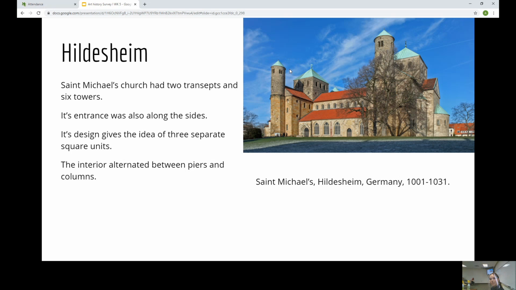And of course, I didn't mention this. I think I mentioned it a long time ago, but they add transepts crossing the nave because it holds the relics, but it also looks like a cross. They too incorporated alternating piers and columns. And it has a design that makes it look like it's separated into 3 units.